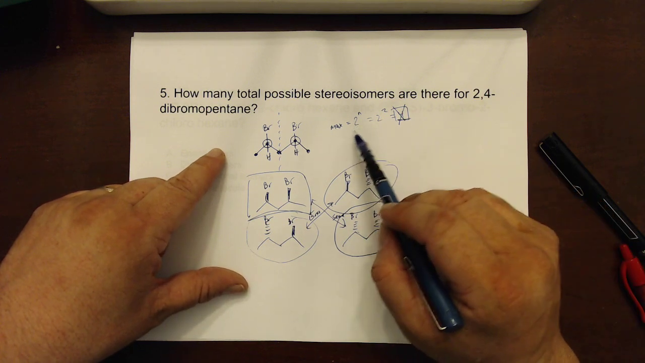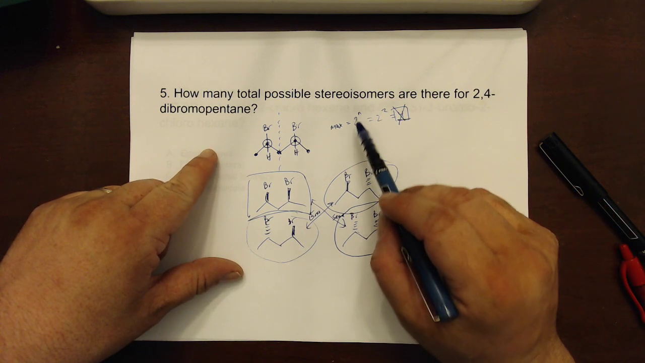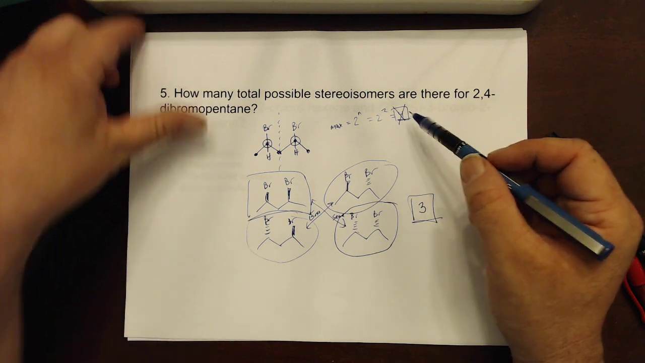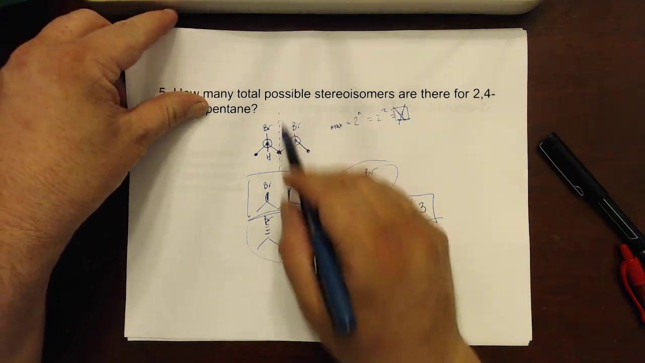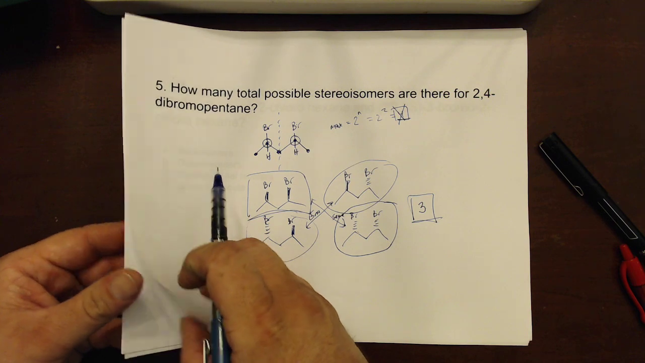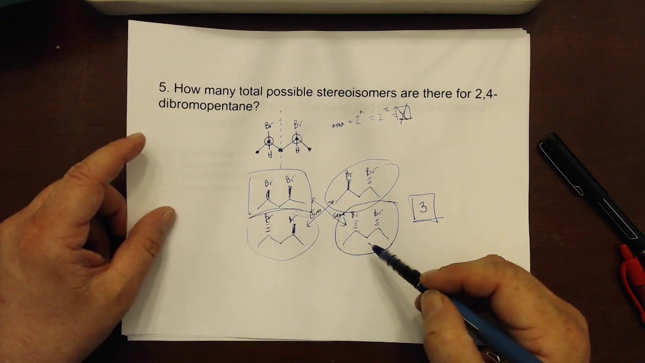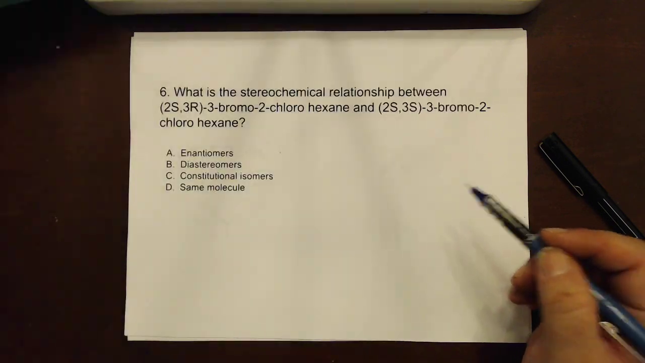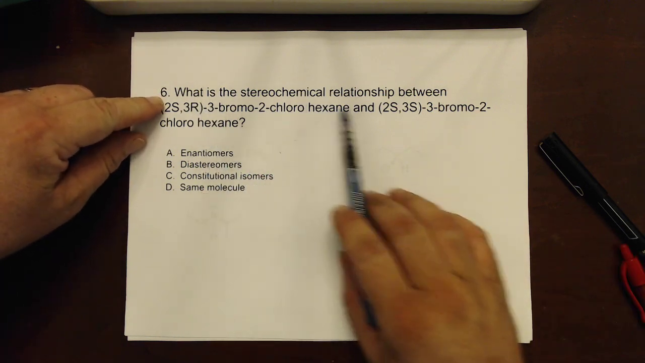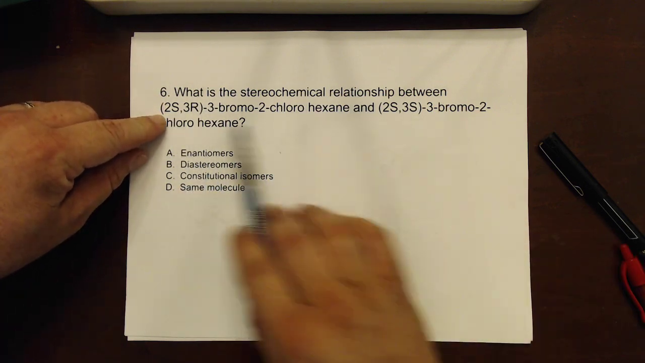So this is a good thing to say, okay, yeah, it's 2 to the 4th. You're thinking 4 because there's 2 stereocenters, but you have to be careful about this plane of symmetry. If you have a plane of symmetry, you're going to have meso, and you're going to start knocking some out. So be careful. Now for this one, what was the stereochemical relationship between these 2 molecules?